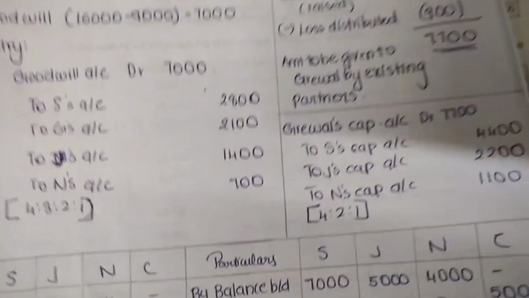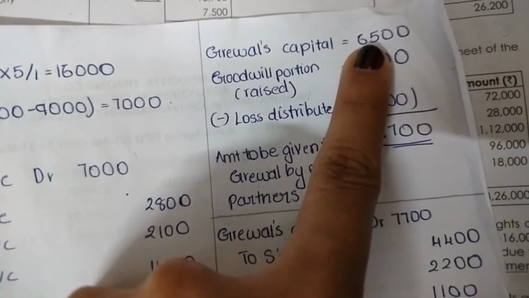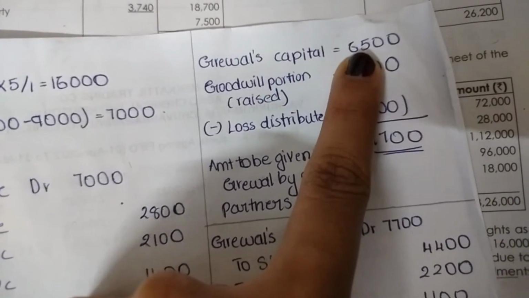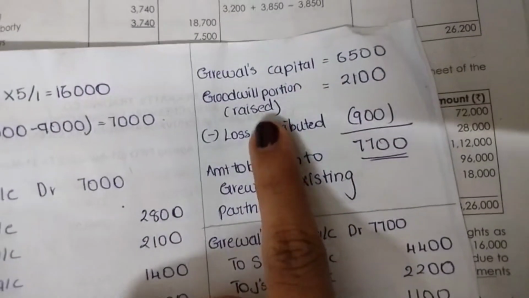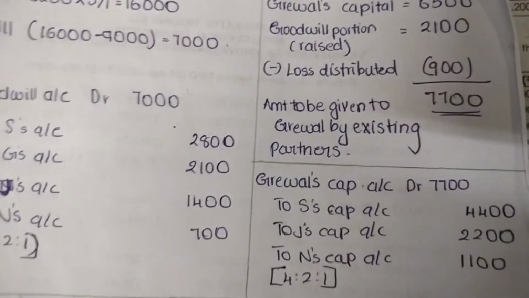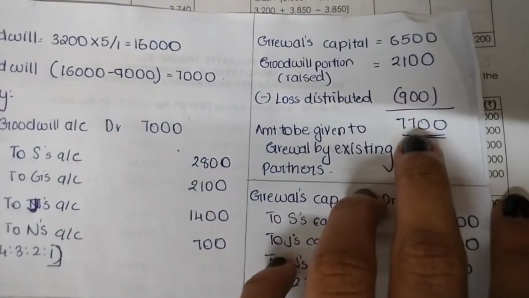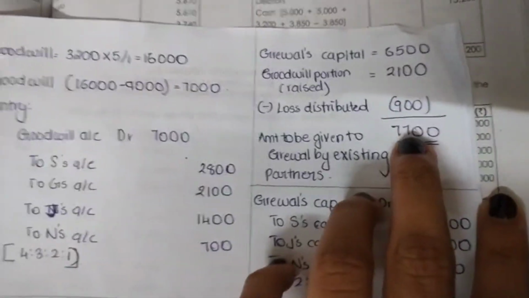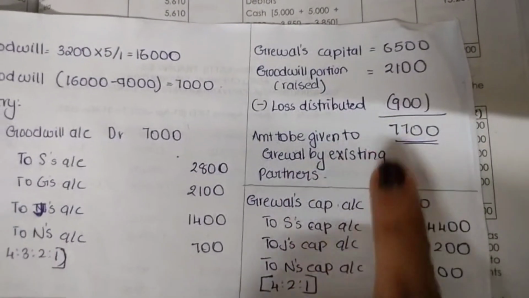Okay, let's see. In this question, when you see the balance sheet which has been provided, you will see 6,500 is the capital of Grewal. So let's take that. Then we already raised the goodwill, and the portion which G got was 2,100, so we are taking that also. After that we also share the loss, right? So when we share the loss, 900 was G's portion, so subtracting it we get 7,700. This is the amount which has to be paid to Grewal by the existing partners.